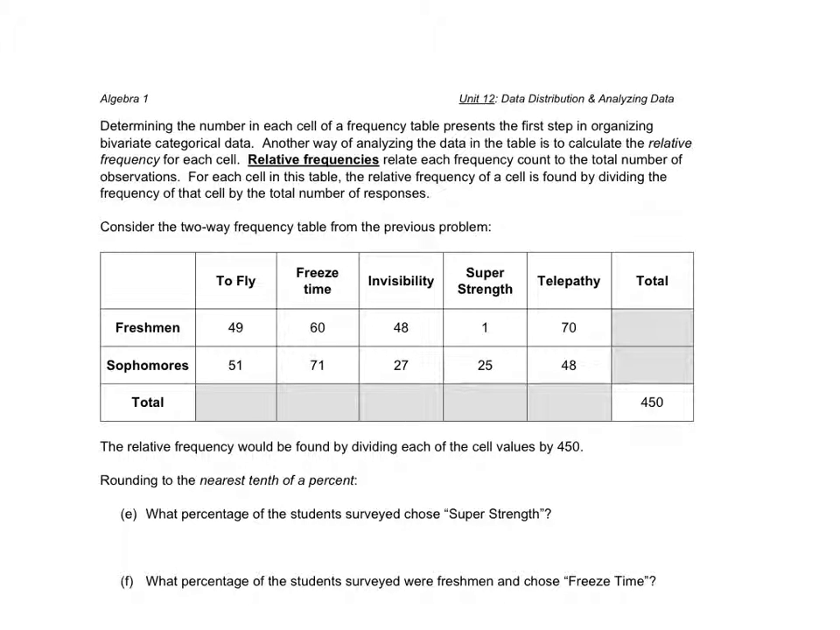All right. Another way of analyzing the data in the table is to calculate the relative frequency for each cell. Relative frequencies relate each frequency count to the total number of observations. So for each cell in the table, the relative frequency of a cell is found by dividing the frequency of that cell by the total number of responses. Right. So if I were you, I would underline that little ingredient right there, total number of responses.